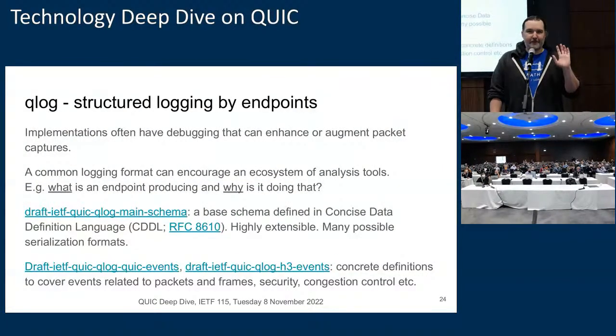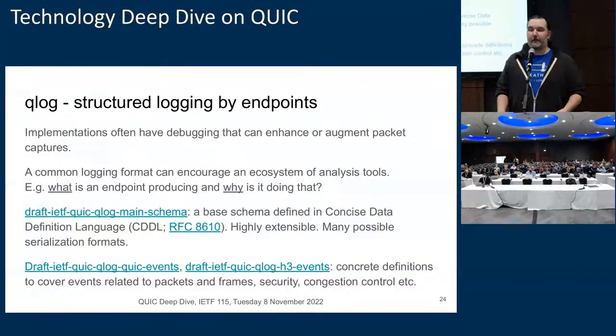So that's Wireshark, and that does one thing well, especially if you can dump the keys. But we have something called QLog, which my colleague Robin down the front has been working on for a number of years. He'll tell me my description is rubbish here, so go and speak to us at the end, and we can inform you of everything. But the implementations often have debugging or logging of their own to augment stuff like packet captures. You can see the reason why something happened, not just the fact that it did happen. And a common logging format can encourage an ecosystem of analysis and tooling that isn't just specific to an implementation.